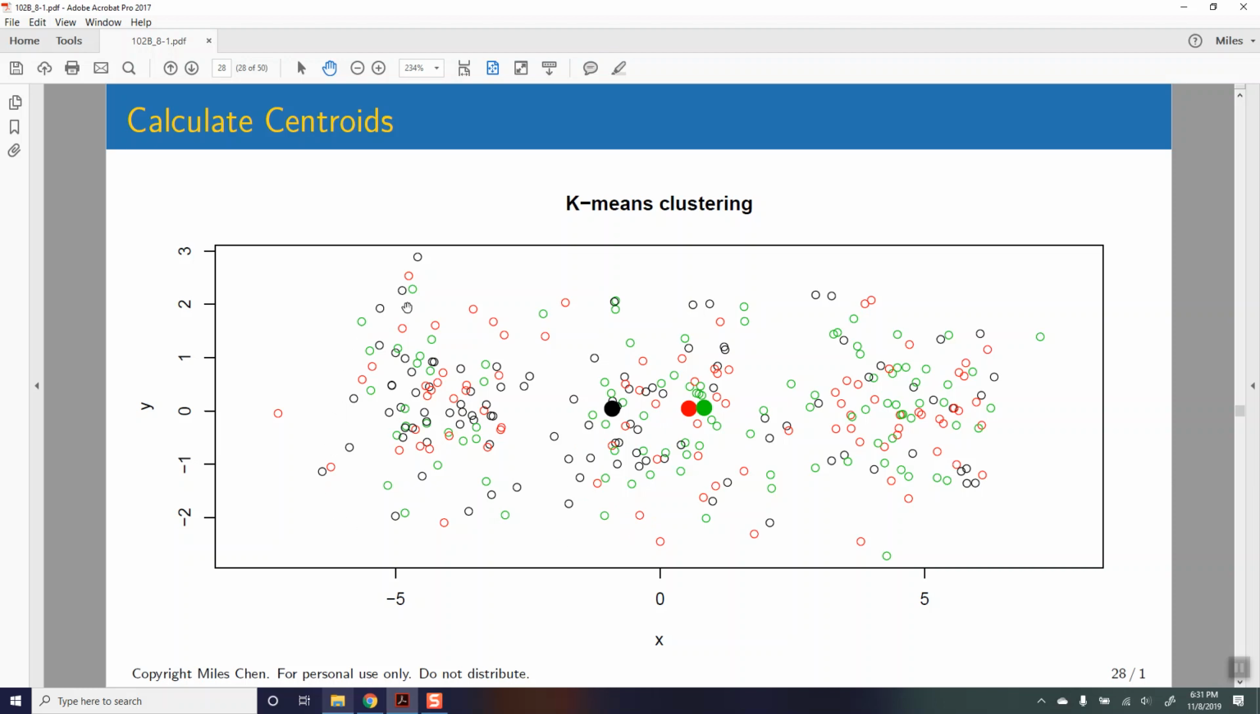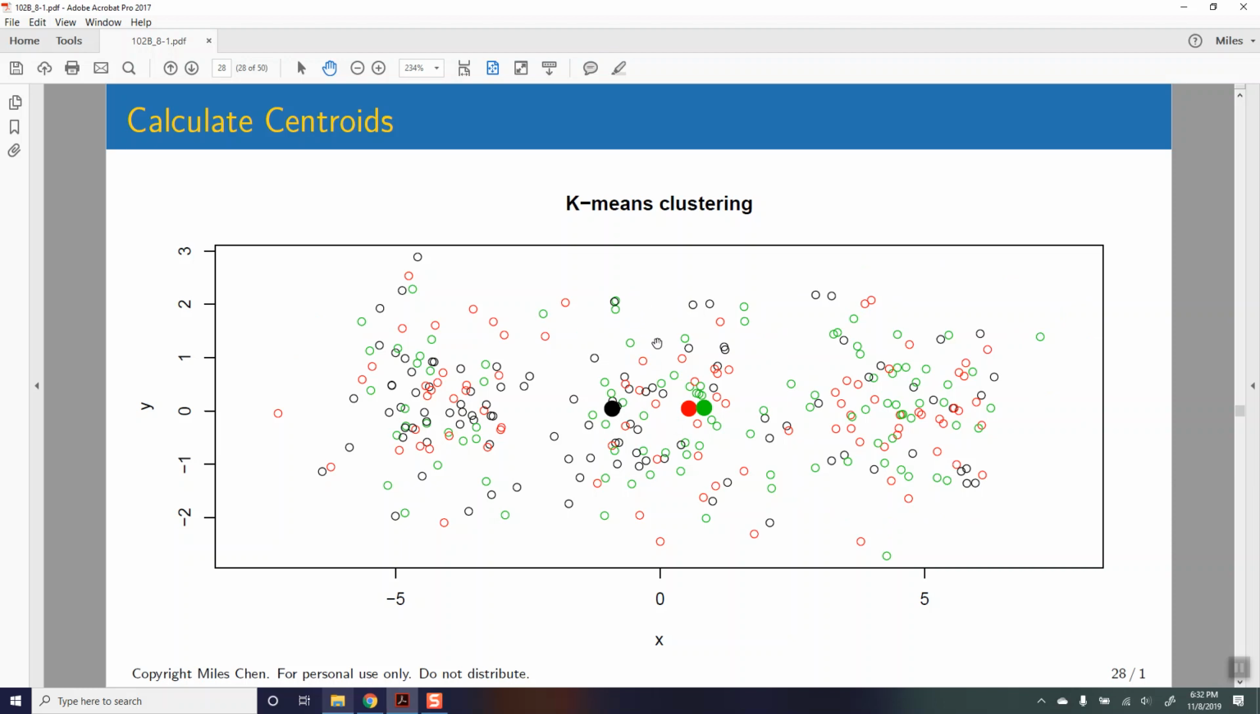Then we're going to go through and reassign every single dot to the nearest centroid. So for all of these dots over here, what's the nearest centroid? Black. Black, right? And for all the dots over here, what's the nearest centroid? Green.